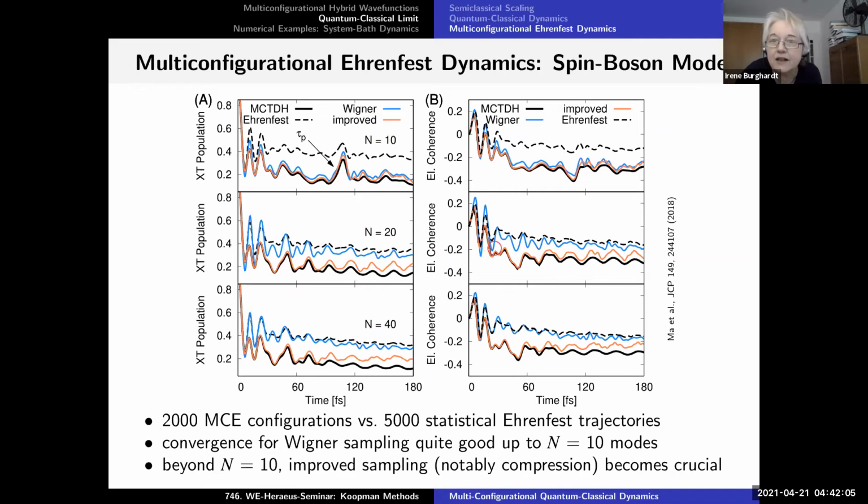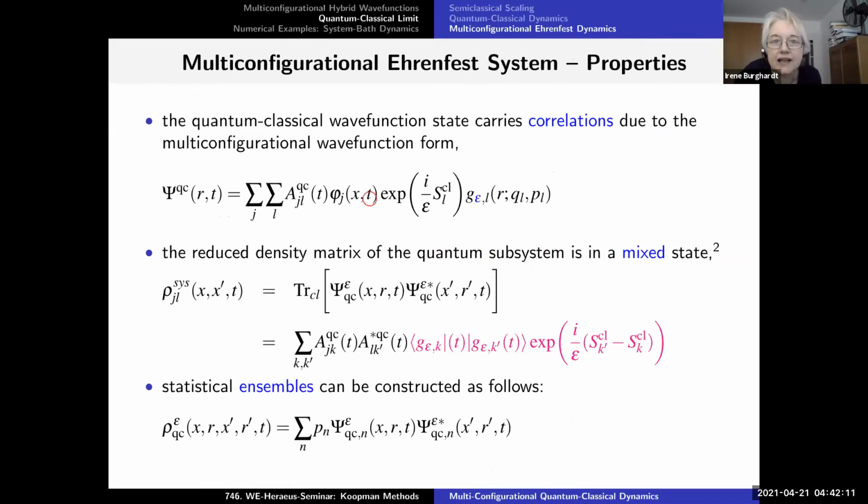And so in fact, the coherence in the system would be described in terms of a reduced density matrix of the quantum subsystem, which is actually in a mixed state in this multi-configurational formula. If we just have Ehrenfest with a single configuration, the subsystem is always in a pure state. So here it is in a mixed state. You can construct this for a general quantum classical wave function of this type. And clearly, the off-diagonal elements which relate to the coherence depend on the overlap of these Gaussians.